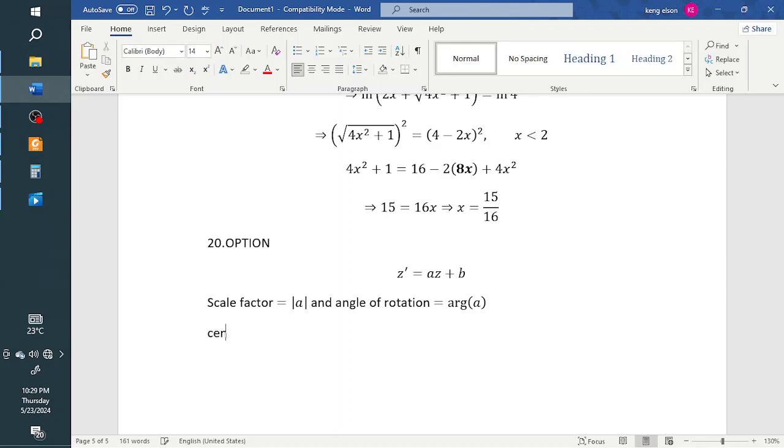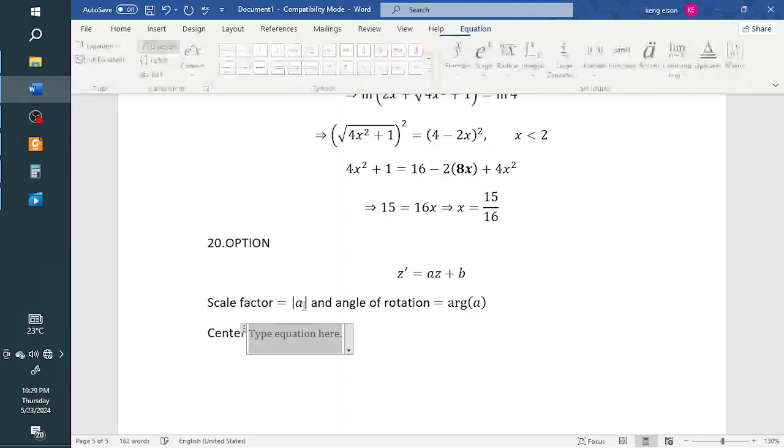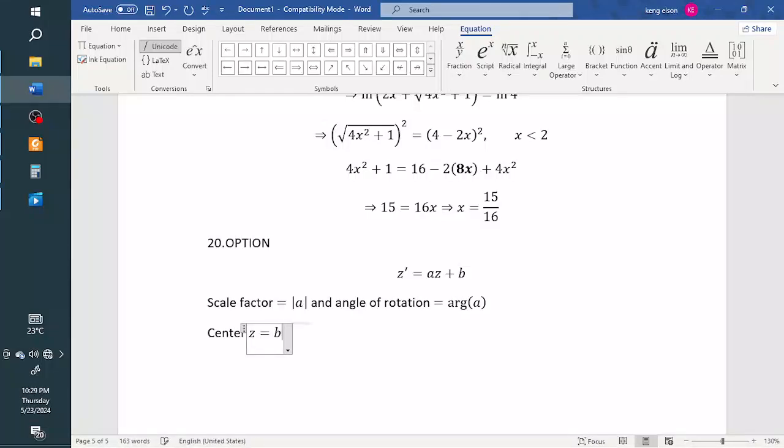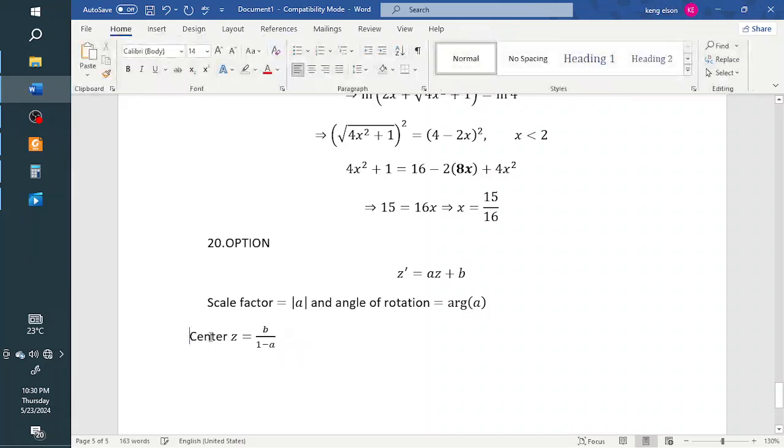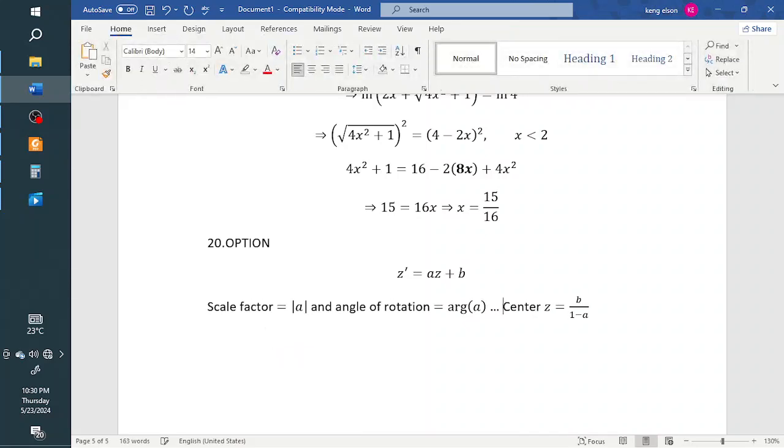Now the center is equal to b divided by 1 minus a. That's the center. Anyways, check videos in this channel for this topic.